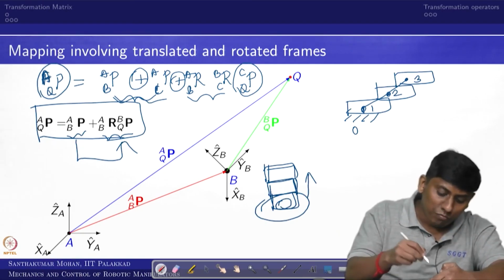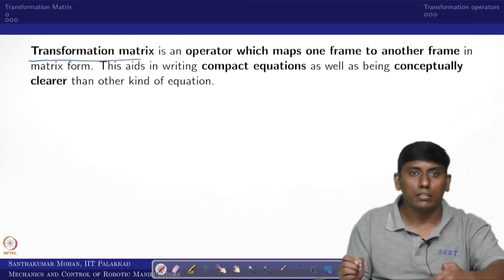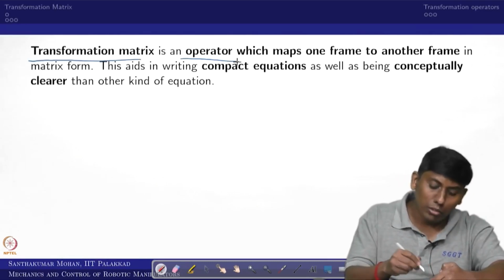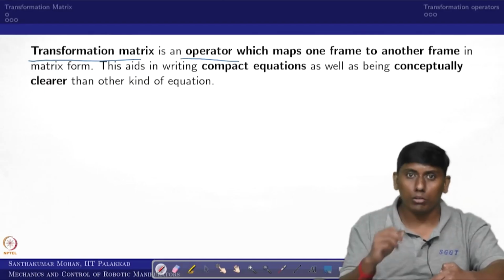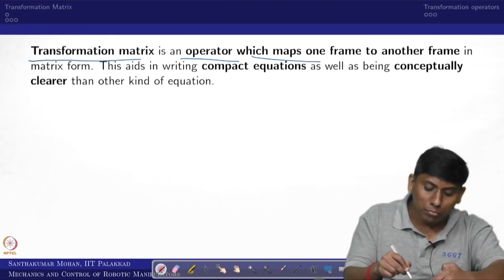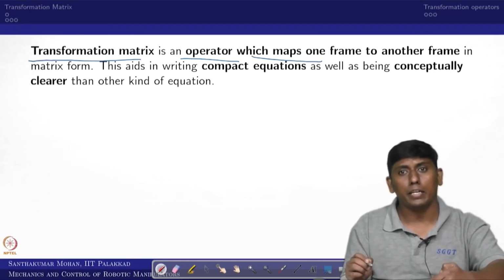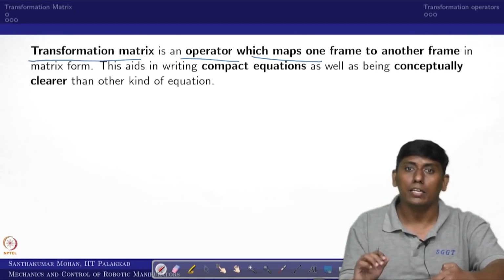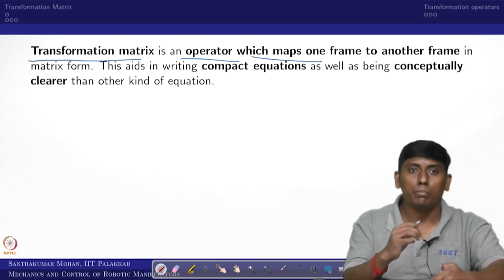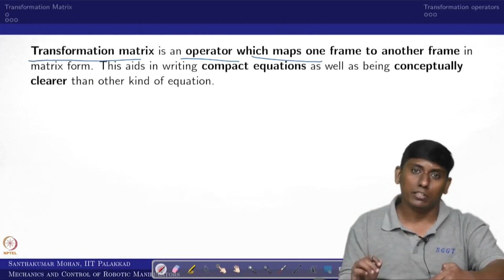So we are bringing in a transformation matrix. It would be equivalent to an operator, similar to a rotation matrix, but not straightforward. It maps one frame to another frame in a matrix form, which gives a simple, compact equation. As I said, it is something like a briefcase, and it is also conceptually clear. Inside the briefcase there would be positional information and orientational information.